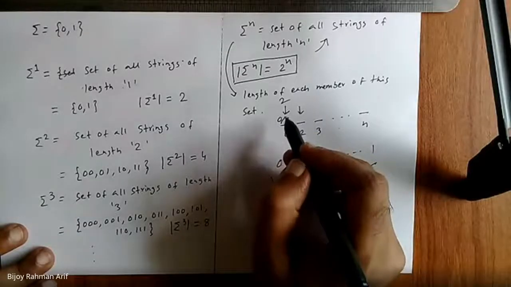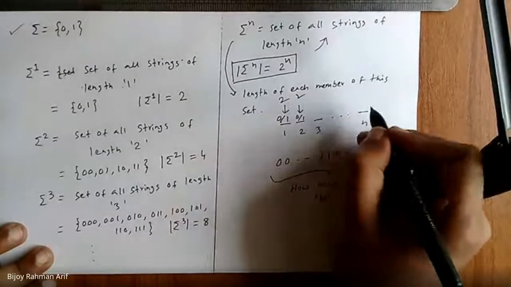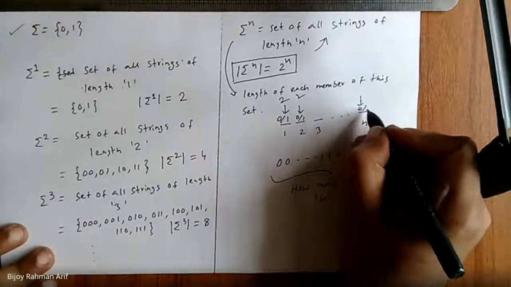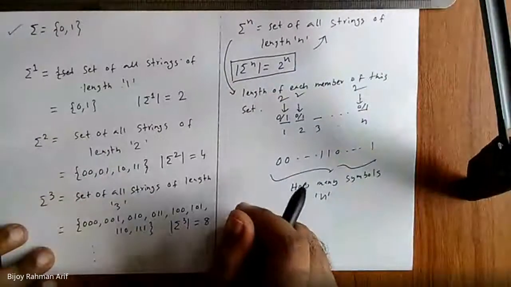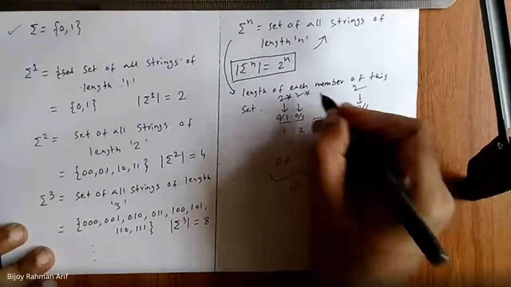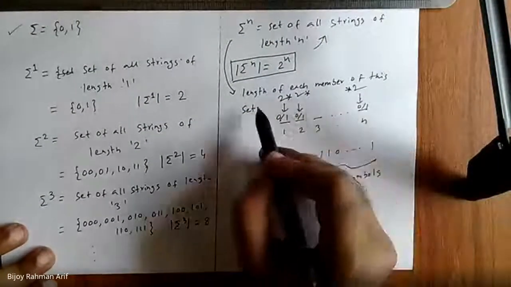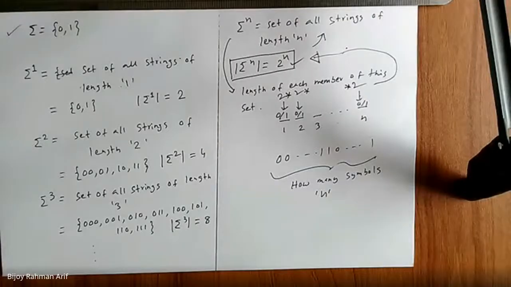Yes, sir. So how many ways can I fill up the first blank? I have only two choices, 0 or 1. Two. The second blank is also 0 or 1. So 2. This way, for n blanks also 0 and 1, so 2. So what would be the total number of strings inside this set? 2 star 2 star 2. How many 2s are there? 2 to the power n. Am I right or not? Yes, sir. So that's how we have proved this. Okay?